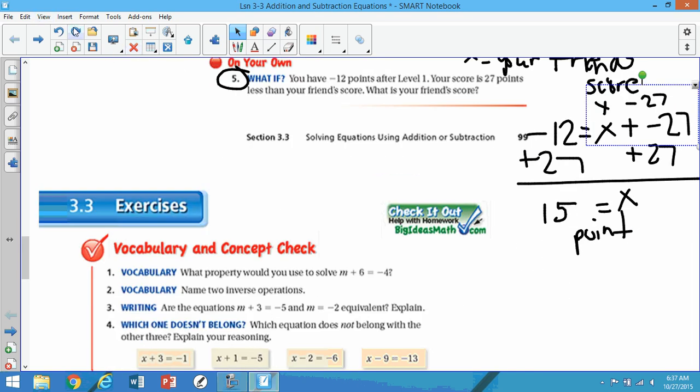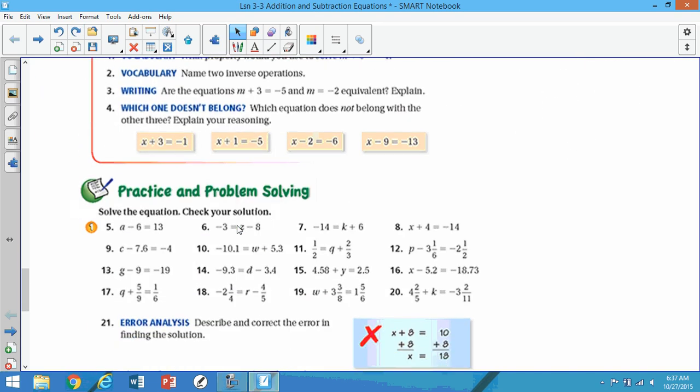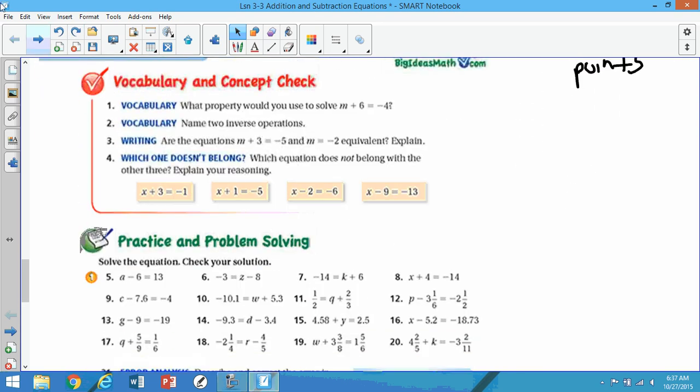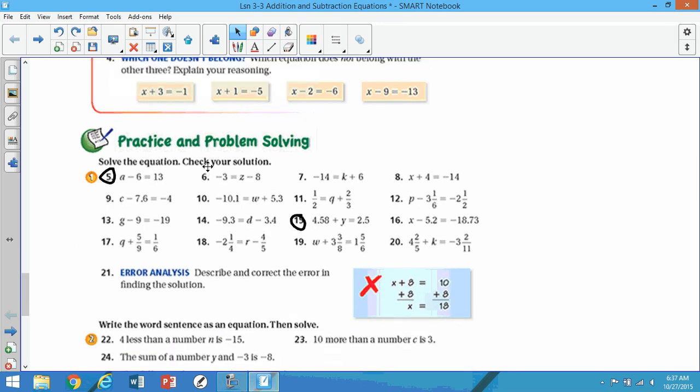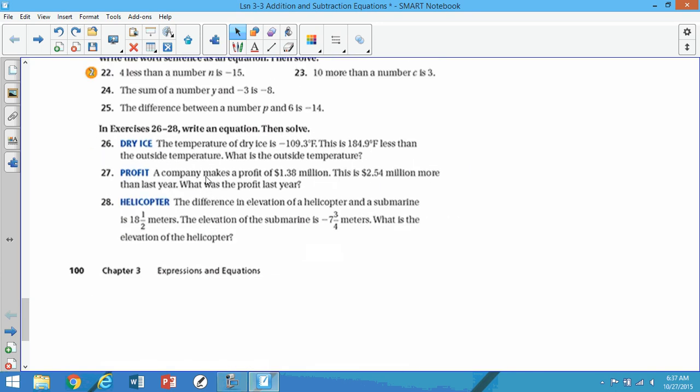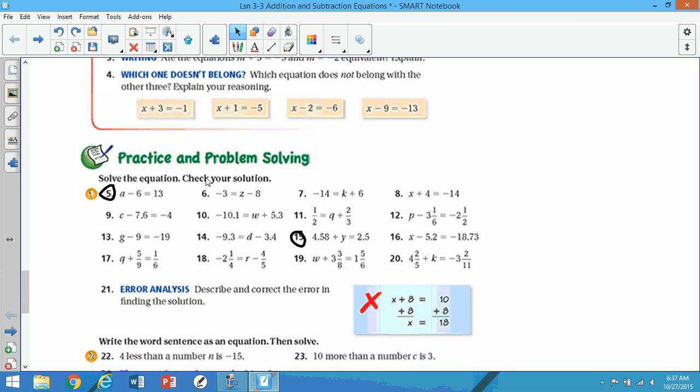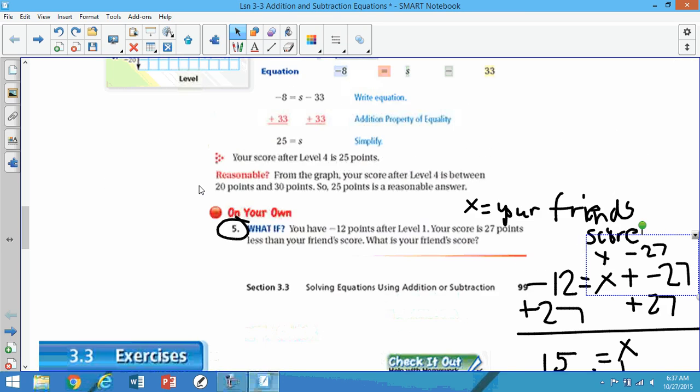Okay, so what I want you to do now for tomorrow is I would like you to do number 5 and number 15 for tomorrow. Come back and have number 5 and number 15 done on page 100. Okay, and then we'll go through those when you come back to class.